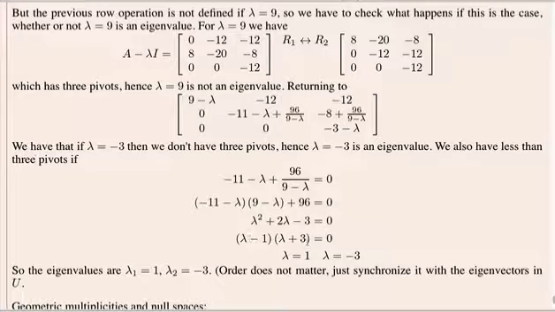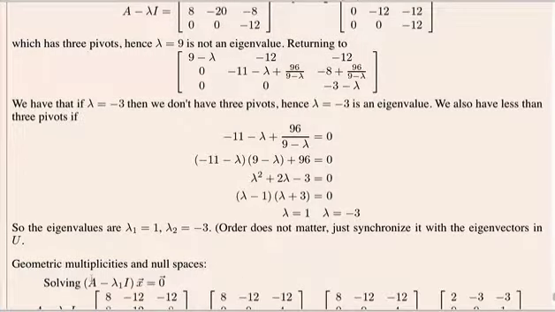So the possibilities for this product to be 0 are lambda equals 1 or lambda equals minus 3, which we already actually had. So what we have is that the eigenvalues are lambda equals 1 and lambda equals minus 3. The order doesn't matter, but then later we have to synchronize it with the eigenvectors in the U matrix.